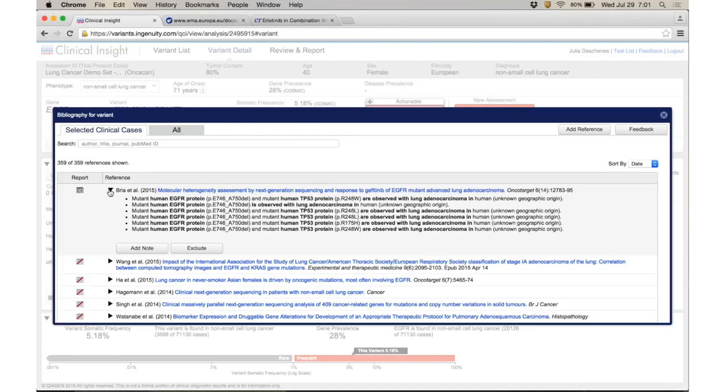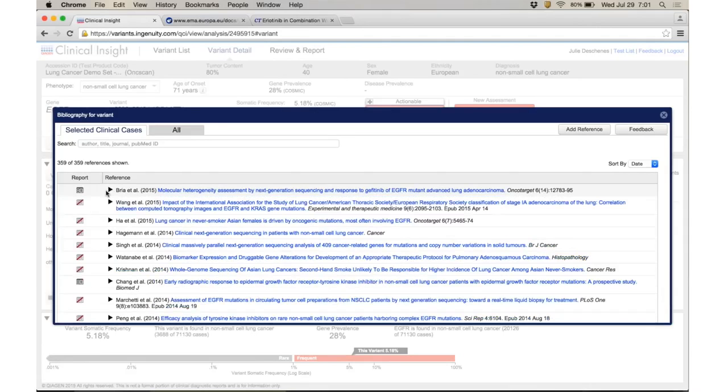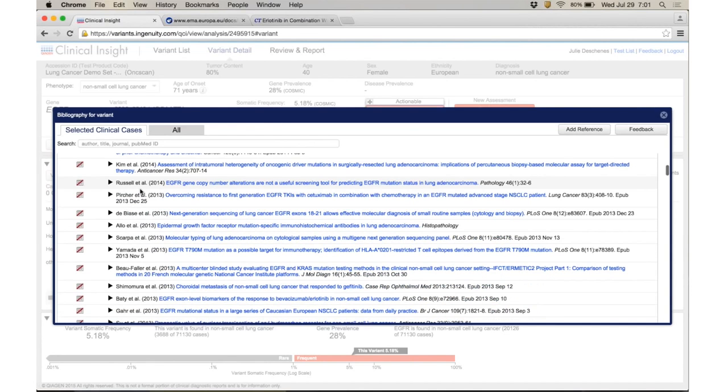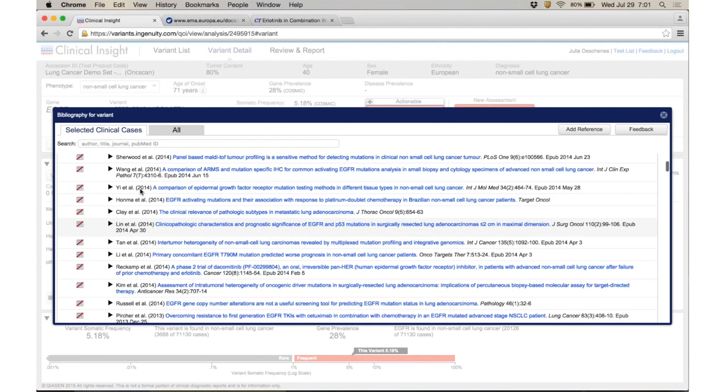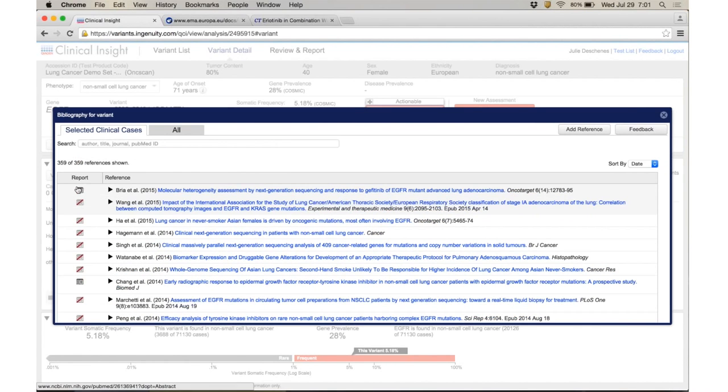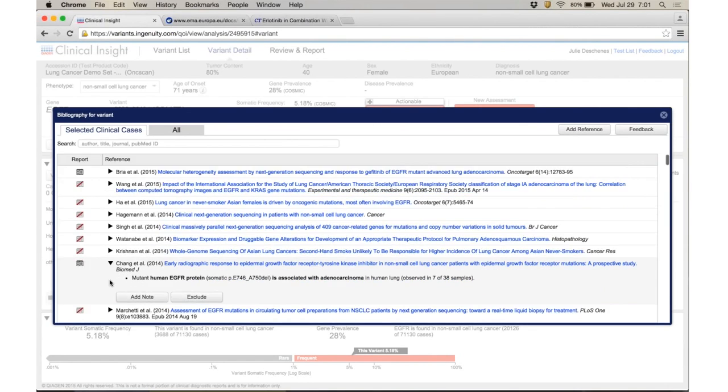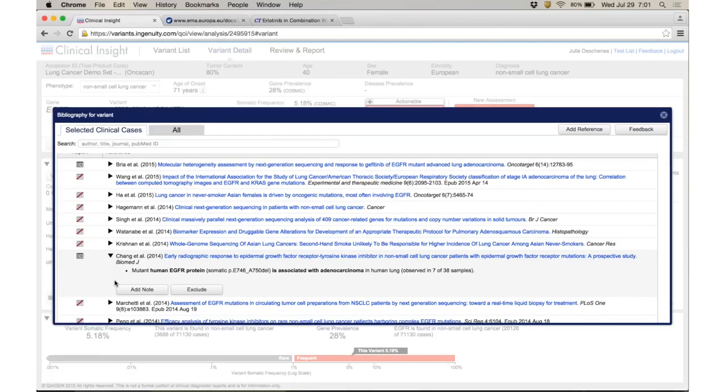You can see the most relevant information on top, so this is the most recent, the 2015 publication, to the least recent. So it's ordered by the publication date. Similar to before, you can decide to report a specific finding. If you expand, each of them will be different. You will have the publication itself. You can link out to PubMed and see the abstract of that publication.